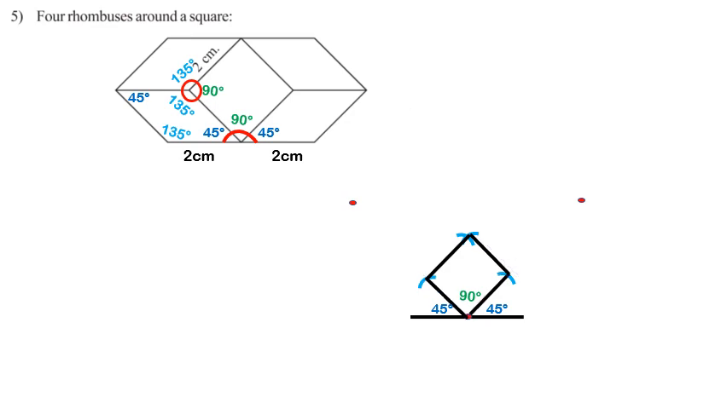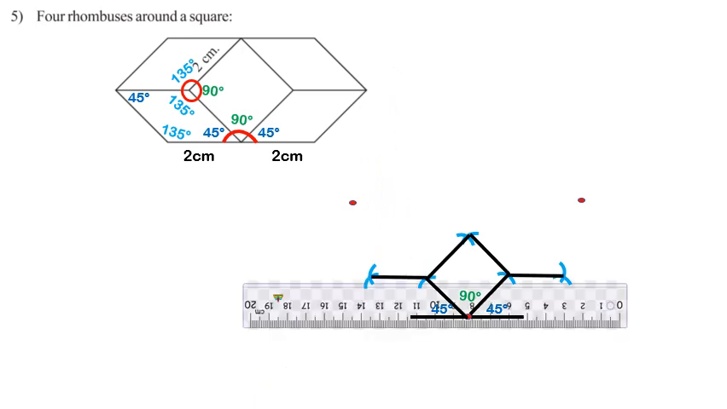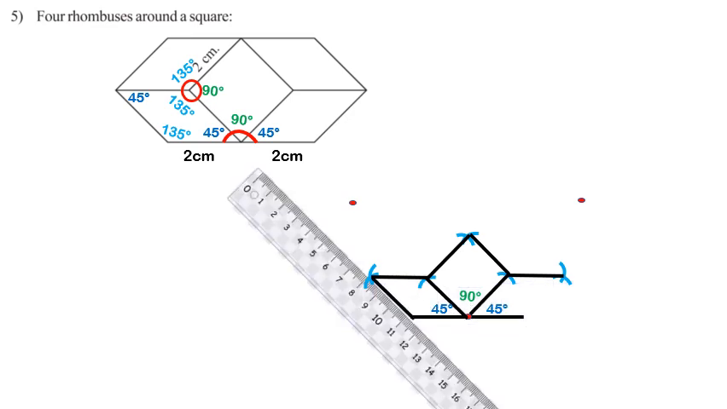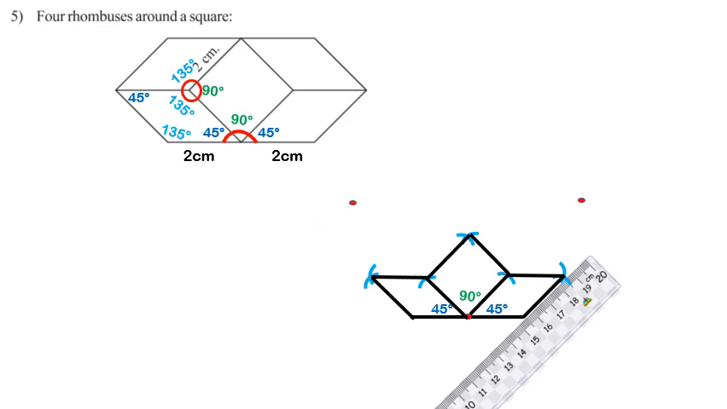Then erase the unwanted parts. Then again take 2 cm in our compass and draw another arc from the right end of the horizontal line. Then draw another arc intersecting the first arc from the vertex of the square. Then repeat the same from the other side. Then join these intersecting points and draw two rhombuses on the bottom side.